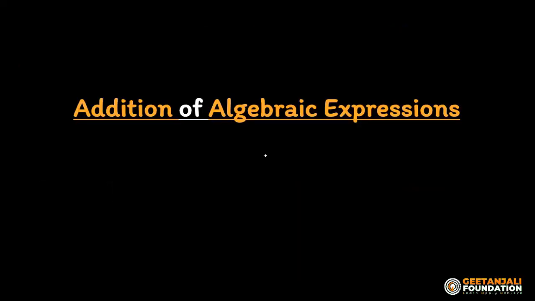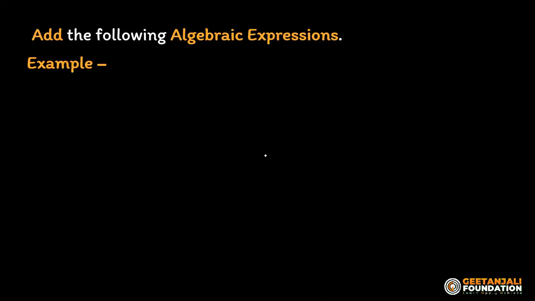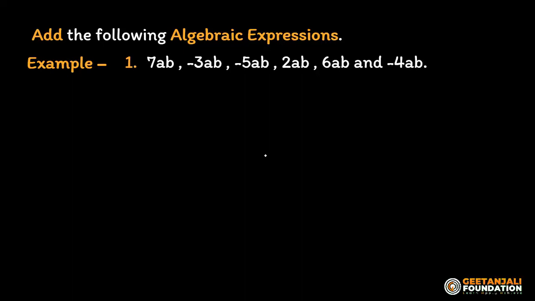Now, addition of algebraic expressions. We start with the help of a few examples. We have to add the given algebraic expressions. Our expressions are 7ab, minus 3ab, minus 5ab, plus 2ab, plus 6ab, and minus 4ab. There are 6 different algebraic expressions. So we will solve this question step by step.